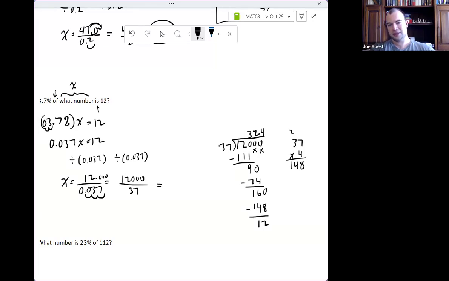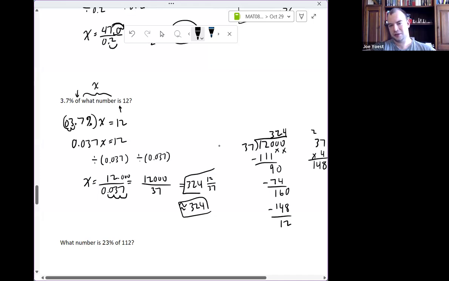So I could write this as 324 and 12/37ths. Or maybe I'll just say that this is approximately 324. 12/37 is less than a half, right? 12/36, 12 times 3 is 36, so this is like just about a third. So it's almost like 324 and about a third. Well, that's going to round down if I round to the nearest whole number.